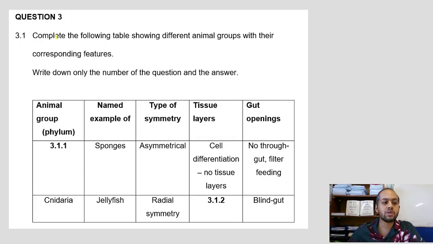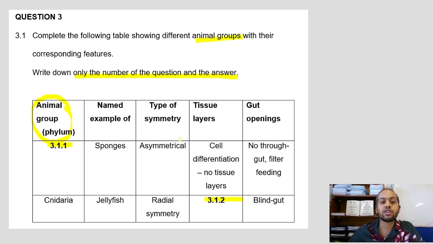The next question, question 3, says complete the following table showing different animal groups with their corresponding features and write down only the number of the question and the answer. So for example, 3.1.1 and your answer, 3.1.2 and your answer, which will be stated in your answer booklet. So let's look at what is actually happening here in the table. Firstly, you have the animal group, the phyla, the named example, type of symmetry, tissue layers, and lastly, gut openings.